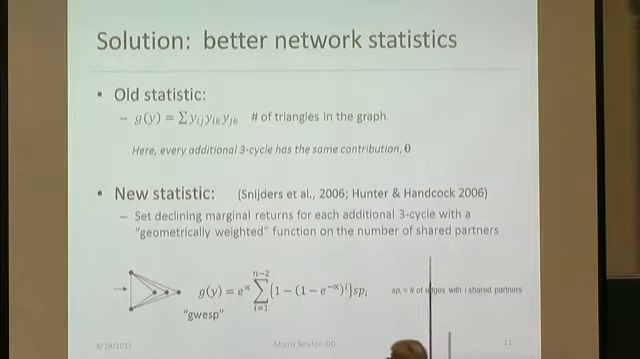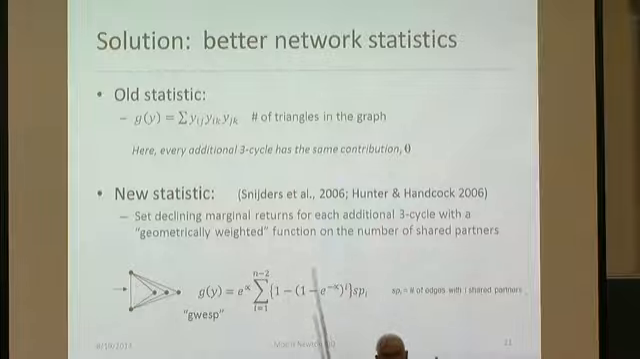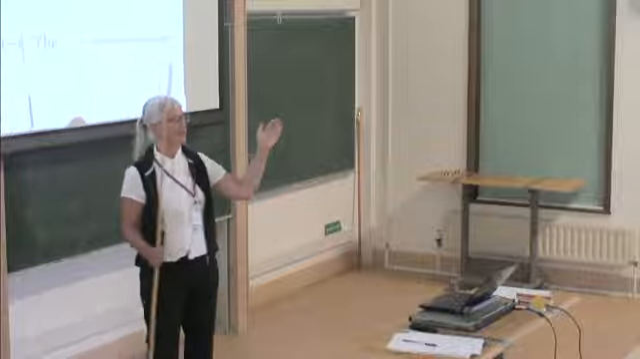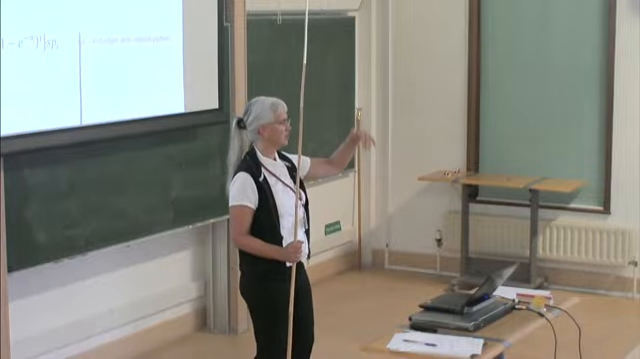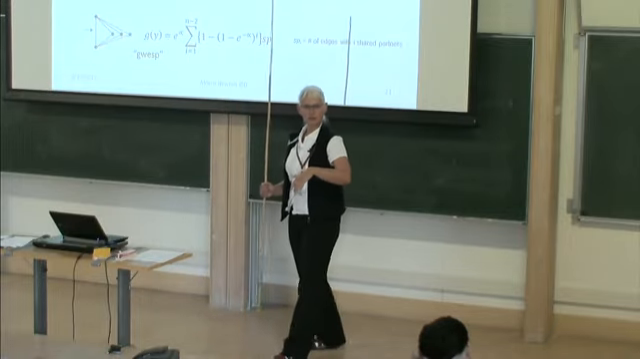So the solution is better network statistics, and because I don't have very much time at all at this point, I'll just give you a flavor for what we've done here. This is a model now where the network statistic looks fairly complicated, but it's the geometrically weighted edgewise shared partner distribution. Essentially, think about a degree distribution for people. Now instead, take an edge and ask how many shared partners each edge has, and subject that to declining marginal returns for each additional shared partner.